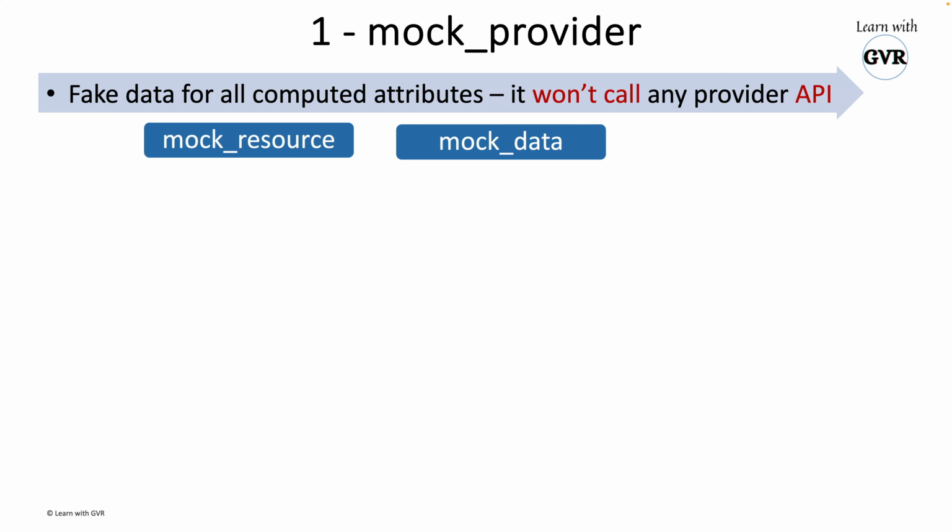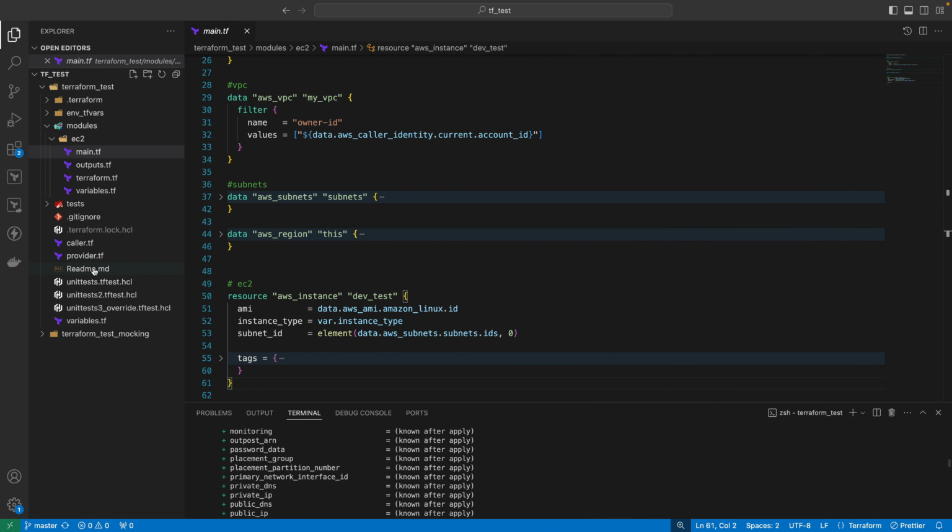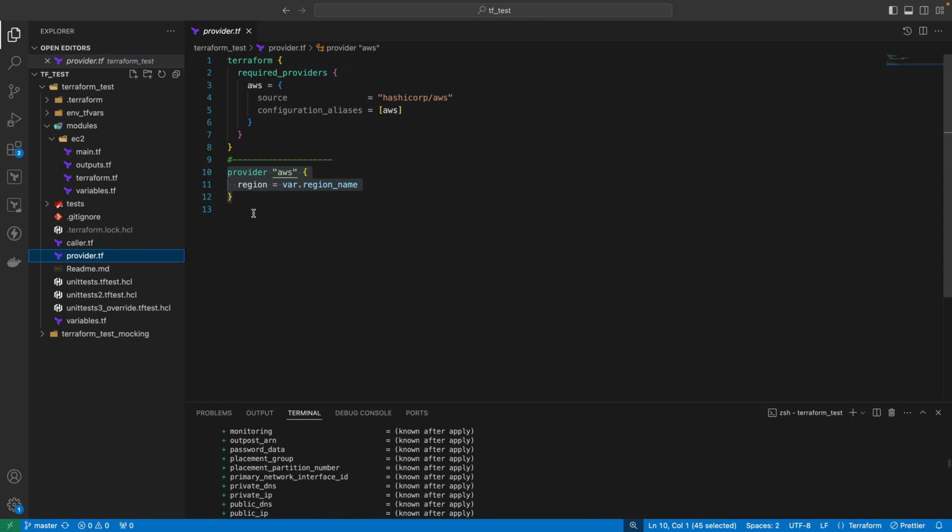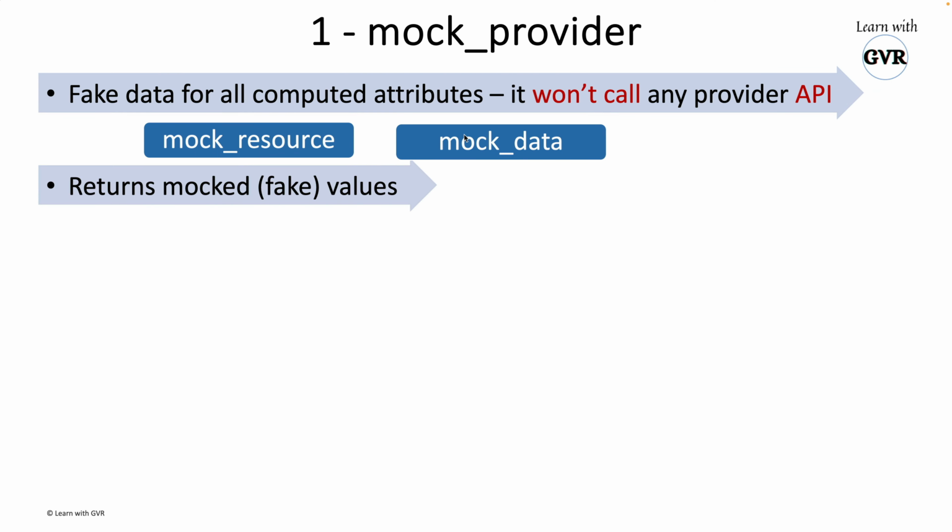And mock provider is nothing but a fake provider, as simple as the original one, right? Now, mock provider, mock resource, and mock data, remember, return fake data as well. Of course, input is fake, and output is also fake.